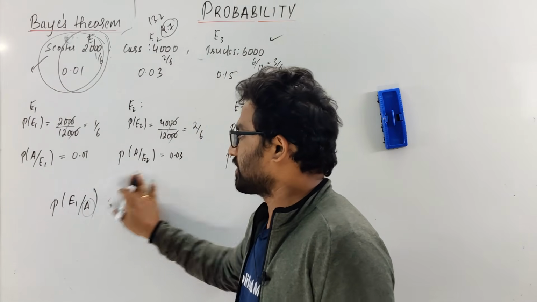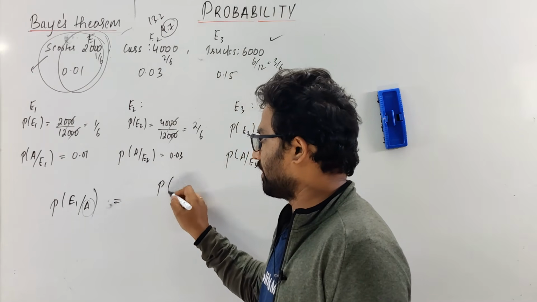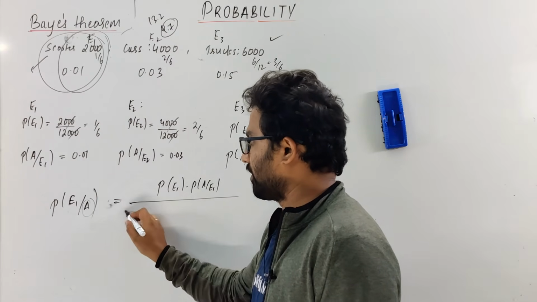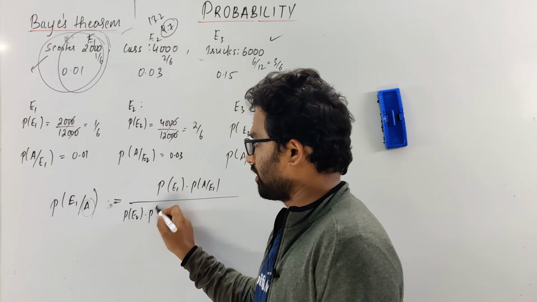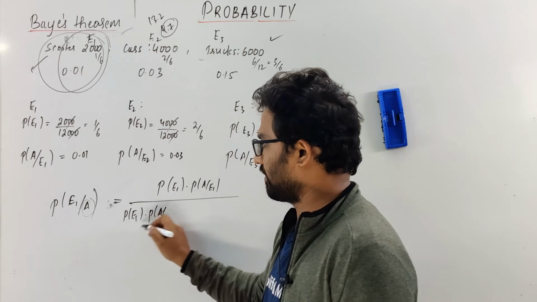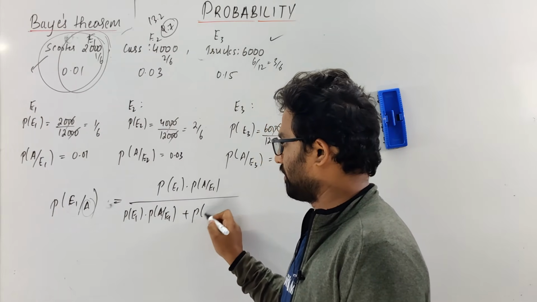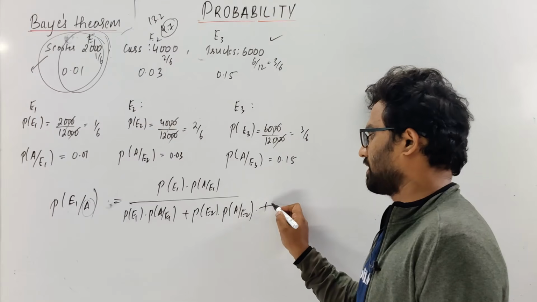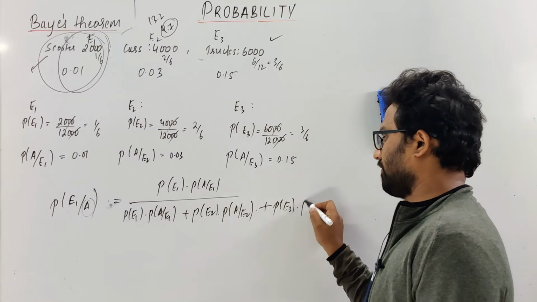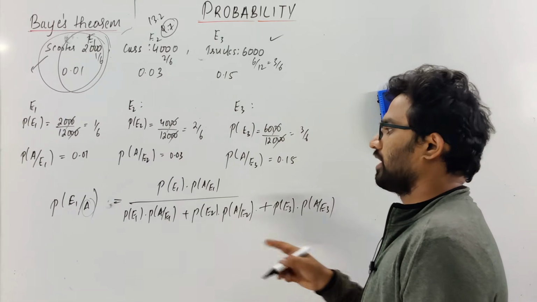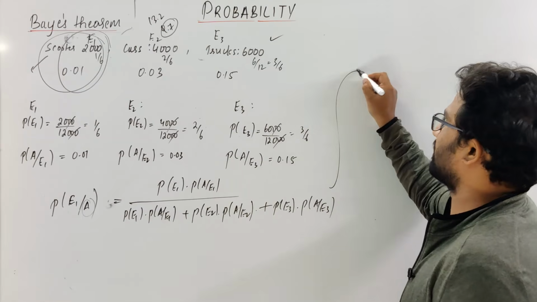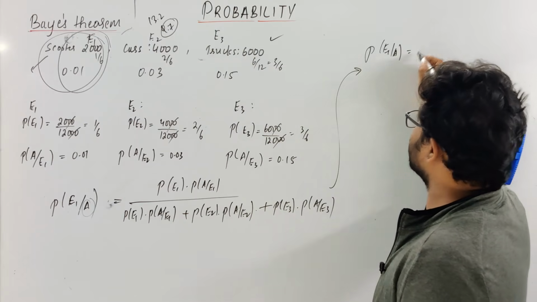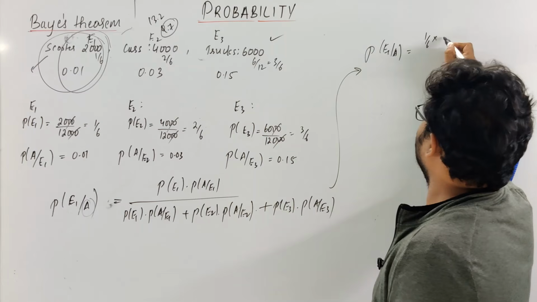What formula should be written? This is nothing but probability of E1 into probability of A given E1, divided by probability of E1 into probability of A given E1, plus probability of E2 into probability of A given E2, plus probability of E3 into probability of A given E3. This formula is very mandatory. Then, as I told you, just substitute, and I already told you the previous values. So E1 is 1/6 into 0.01.